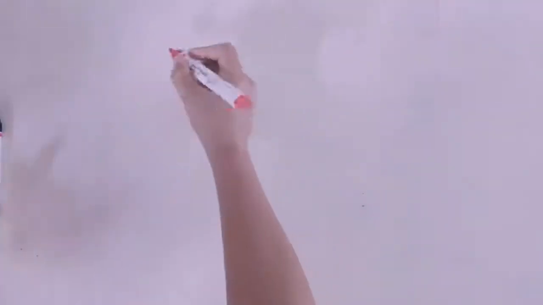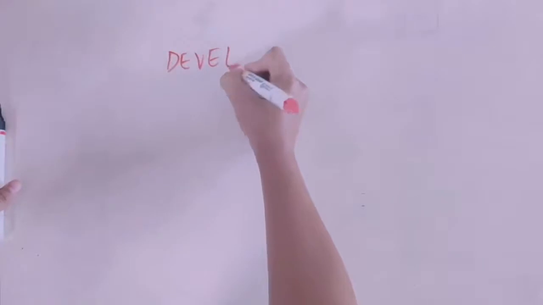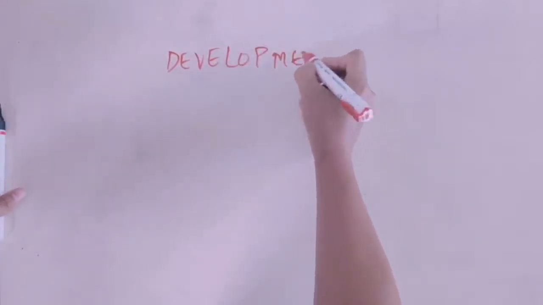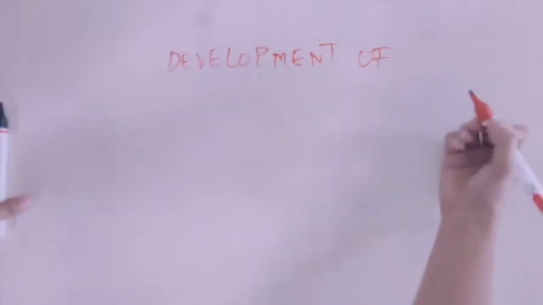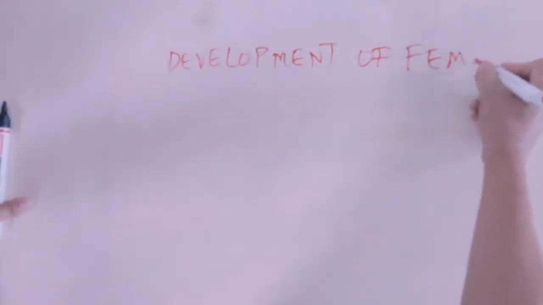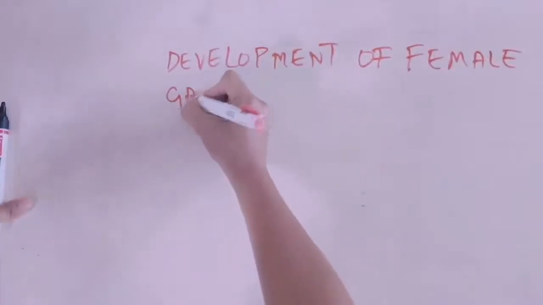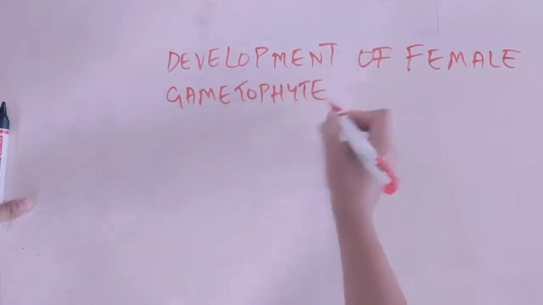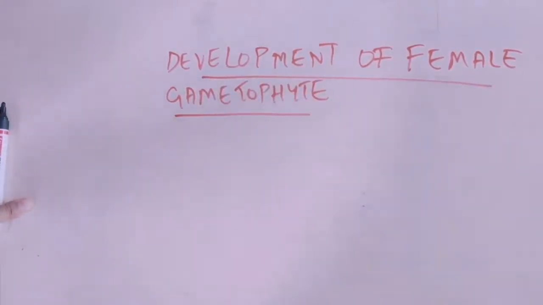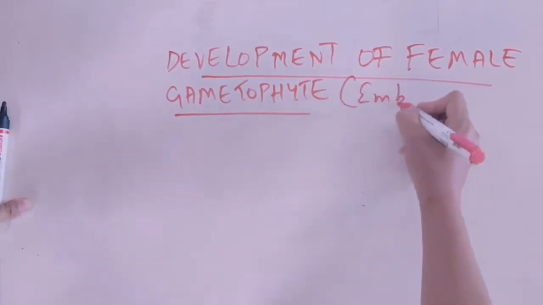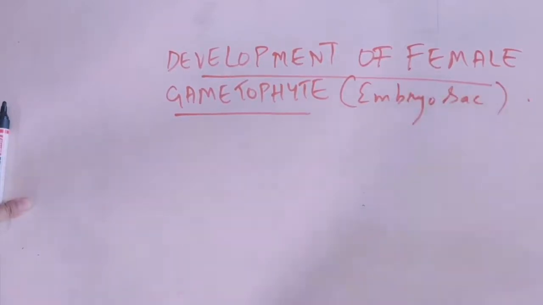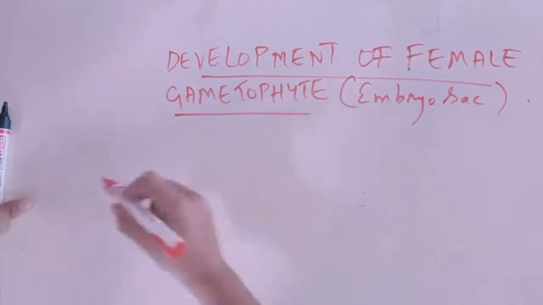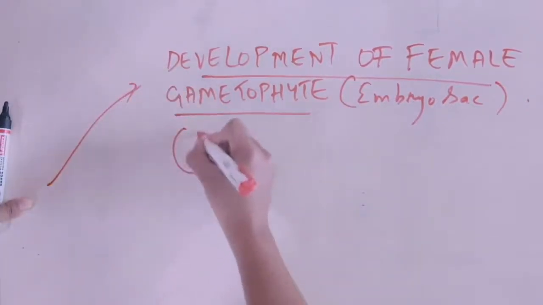Now the functional megaspore will continue. We can call it how does the embryo sac develop, the development of a female gametophyte. A gametophyte is a structure which can produce gametes. The male gametophyte produces pollen grains. So the male gametophyte is pollen grains. Here the female gametophyte is embryo sac, because we will get the egg cell inside this. So let us see.